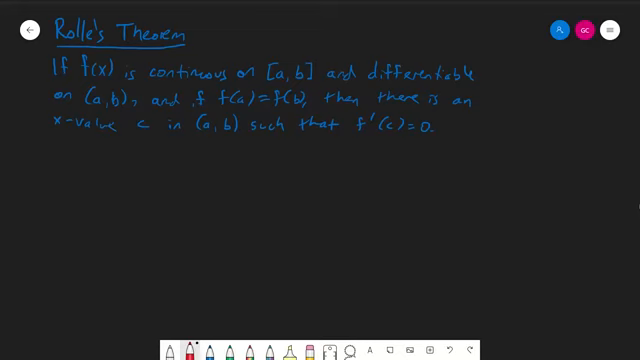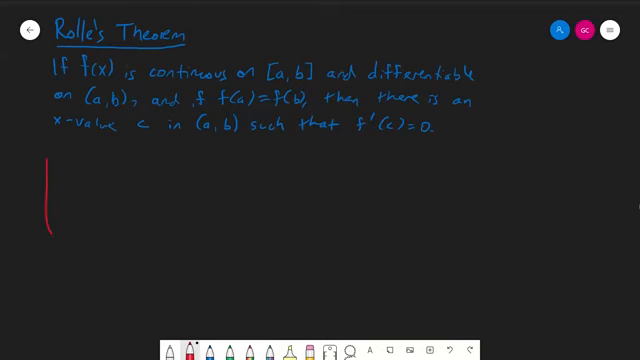In this lecture, we're going to talk about Rolle's theorem, which is the first step on the way to the mean value theorem. The statement of Rolle's theorem is that if f is a continuous function on a closed interval from a to b, and differentiable on an open interval from a to b, and finally if f of a and f of b are equal, then there must be an x value c in between a and b such that f prime of c is 0.